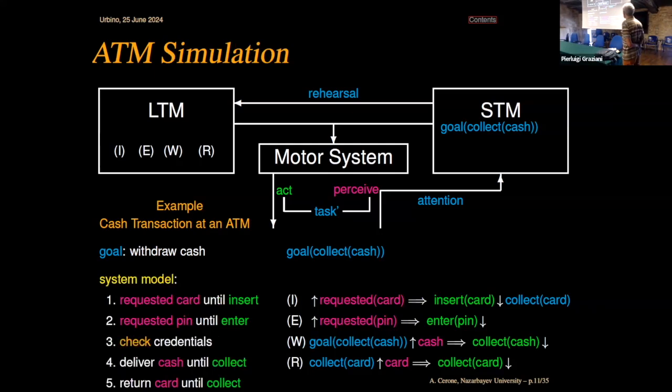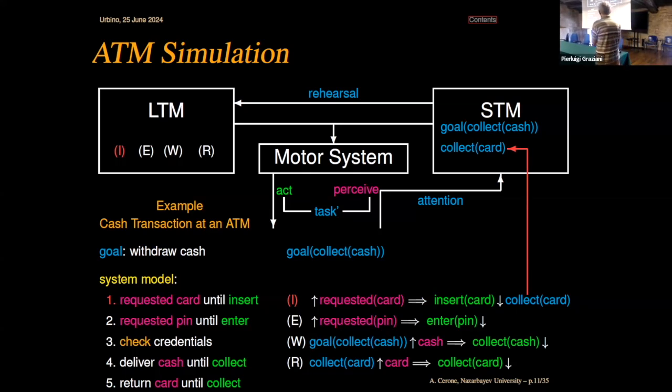Now, let's see really the simulation. So let's start from the beginning, just to go through this. At the beginning, what is enabled of these rules is actually the first one, because the first state of our system will be request card. So this is the initial state of our ATM. So request card is the only enabled rule. What we do is insert the card and we remember to collect the card. So this collect card will go to the short-term memory. So we have two items in short-term memory.